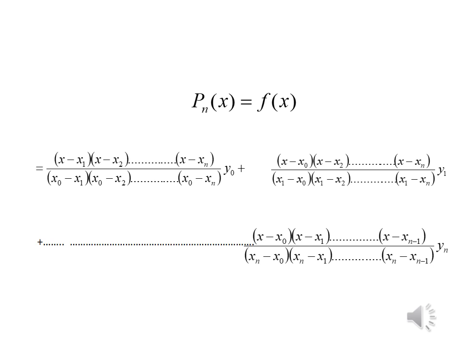The next term: you first exempted x0, now you exempt x1. So x minus x0, not x1, x minus x2 and up to x minus xn. Since we exempted x1, in the denominator take x1 minus all other values, x1 minus x0, x1 minus x2, up to x1 minus xn, into y1. Like this you make different terms for as many y terms as there are, and then you make a polynomial like this. Let us consider an example.